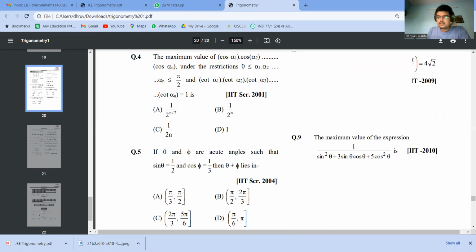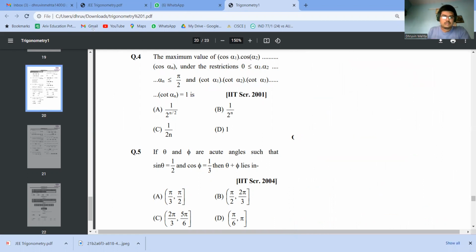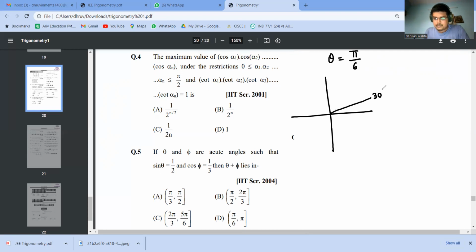So if theta and phi are acute angles, acute angles means we are talking about the first quadrant. Sin theta is half, guys. So what is theta? If sin theta is half, theta will be 30 degrees, which is pi by 6. And cos phi is 1 by 3. We don't know the exact value, so let's understand this. Let's say this is 30 degrees, this is 45 degrees, this is 60 degrees.